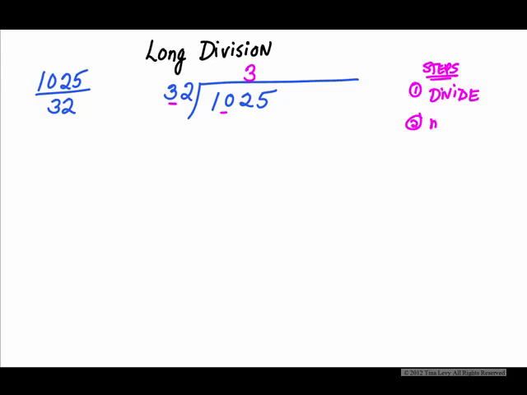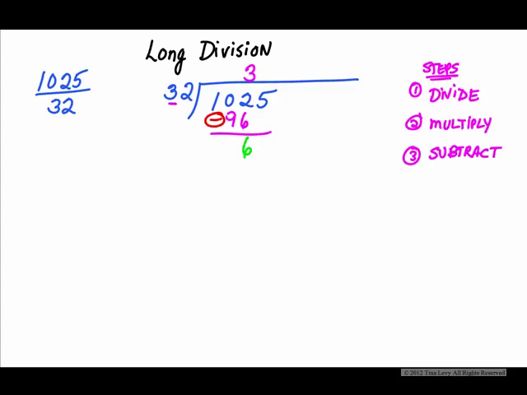The next step is you multiply. So you're going to multiply the 3 times the 32, which gives us 96. The third step is, after you've multiplied 3 times 32 is 96, you are going to subtract. I sometimes say we change signs to subtract. 102 minus 96 is 6.